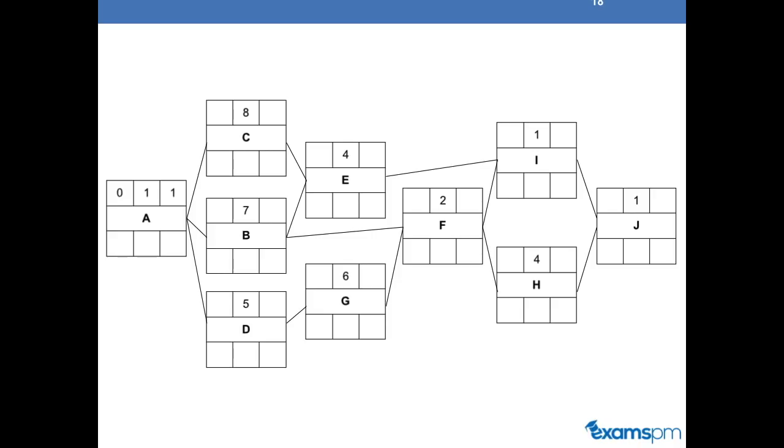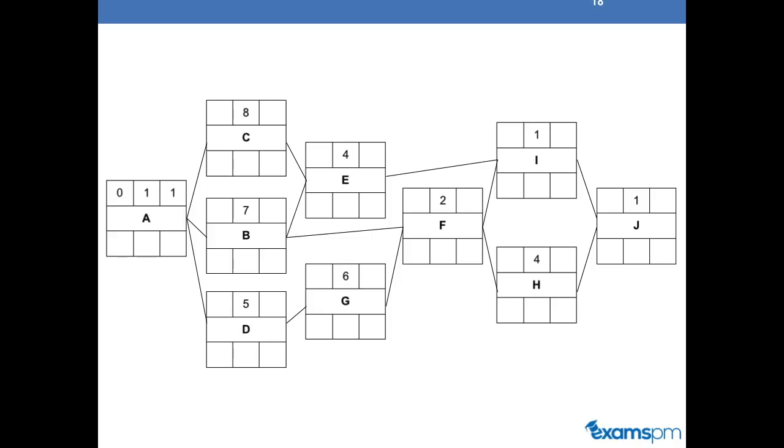As well, I also filled in the early start and early finish for activity A. We know that activity A has to start at time 0. It has a duration of 1. So the early finish has to be 1. So you get the early finish by adding the early start and the duration together. So when you can start the project plus the duration of the activity will tell you the early finish for that activity.